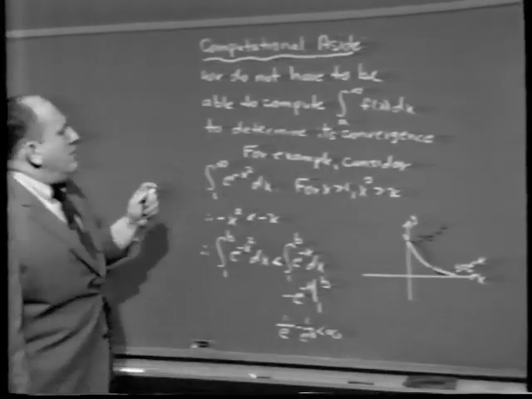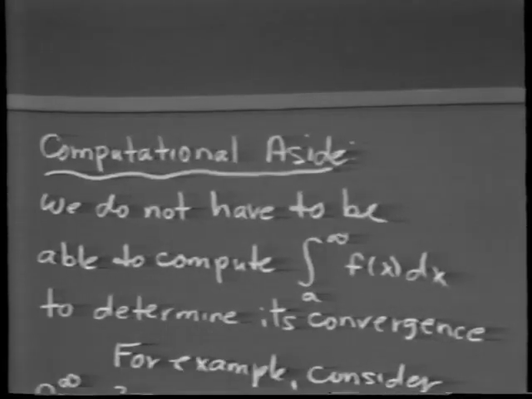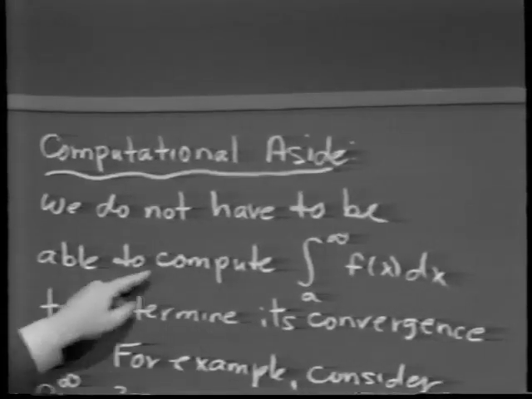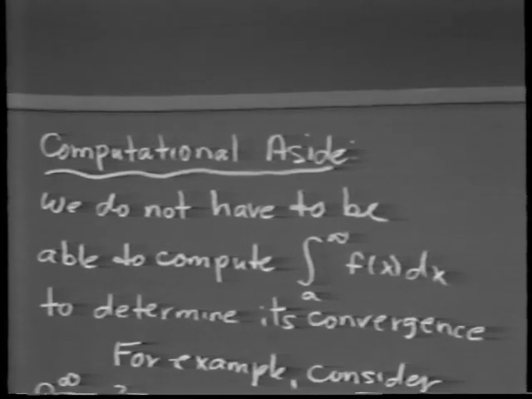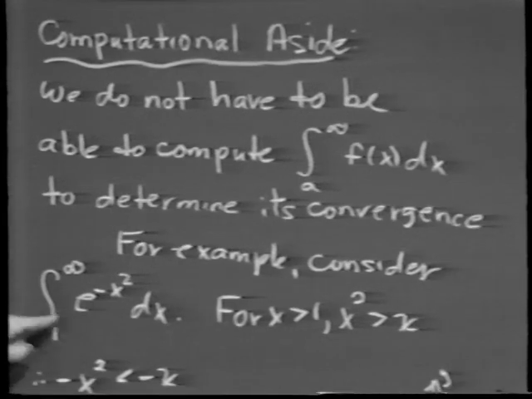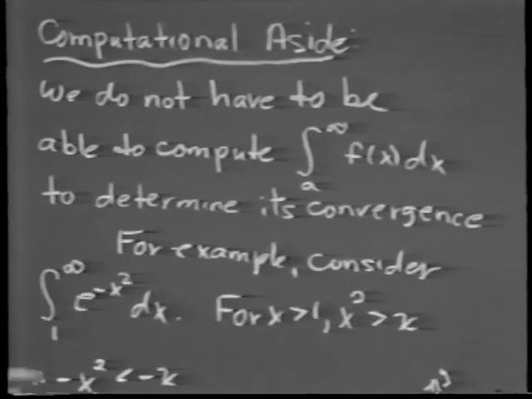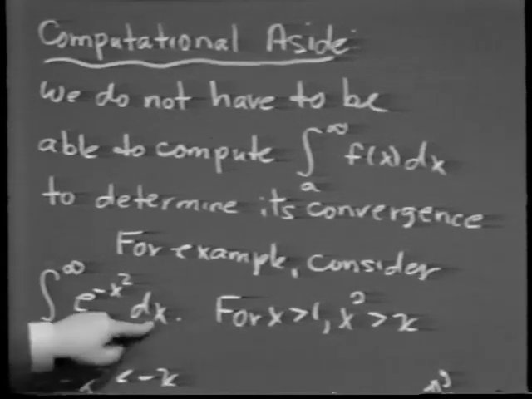In trying to determine whether a particular improper integral is convergent or not, we do not have to be able to compute the limit itself. I mention this because it's very important. Sometimes you'll be given an integral which you don't know how to integrate directly. A typical example that usually comes up: the integral of e to the minus x squared dx, say between 1 and infinity. And you want to know whether this converges or not.